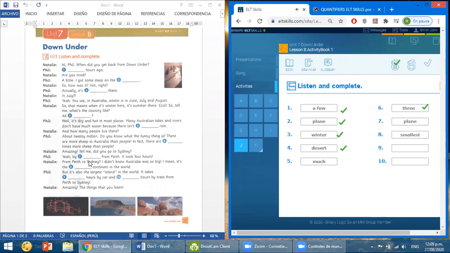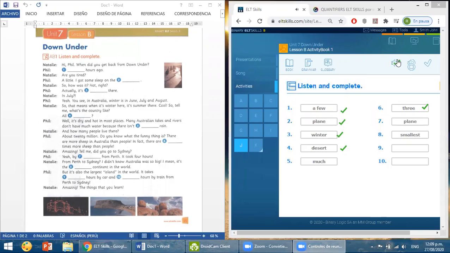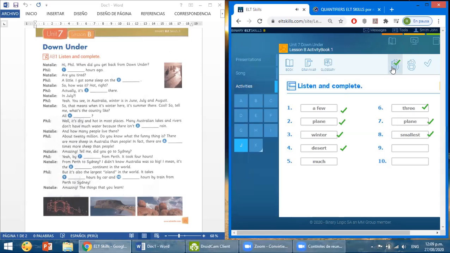From Perth to Sydney? I didn't know Australia was so big. I mean, it's the smallest continent in the world. Very good. The smallest continent in the world. Okay. Now, number 9, 10 are numbers. Pay attention. Numbers. Listen. But it's also the largest island in the world.